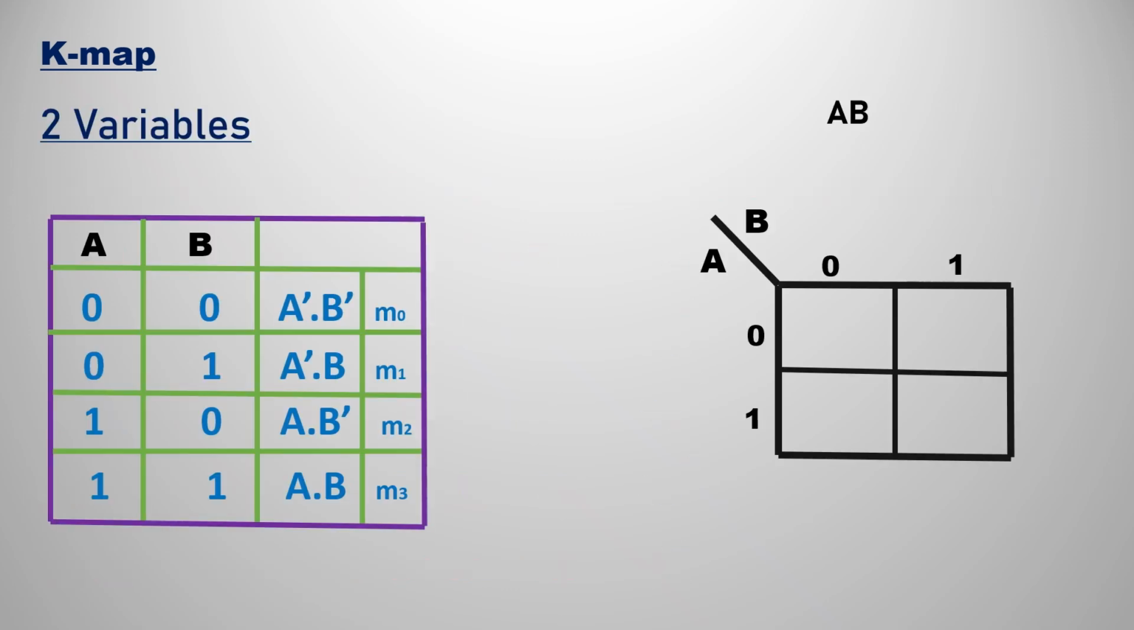So let's start with the 2 variable K-map. I think you already know about the truth table of the 2 variables, that is, if you take A and B as your variables. So you are going to go from 0 to 3, that is 0 0, 0 1, 1 0 and 1 1. I hope you know this.